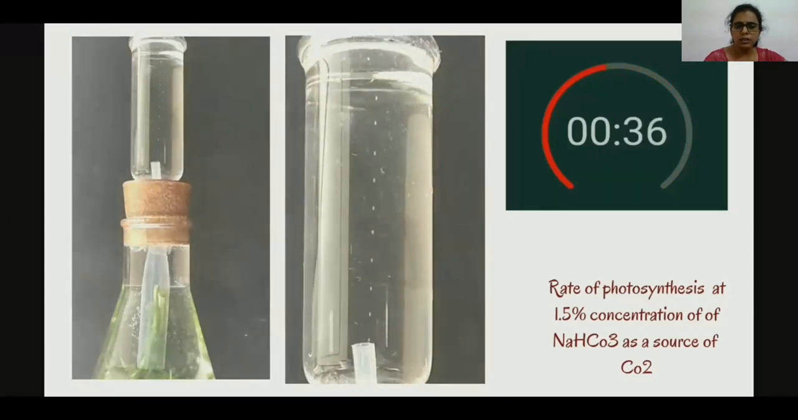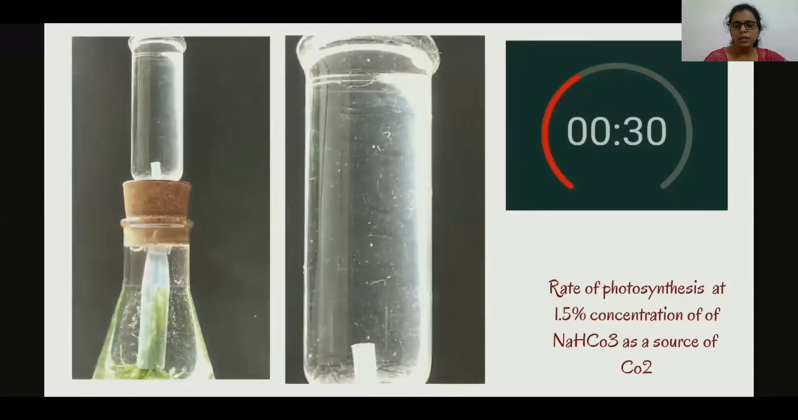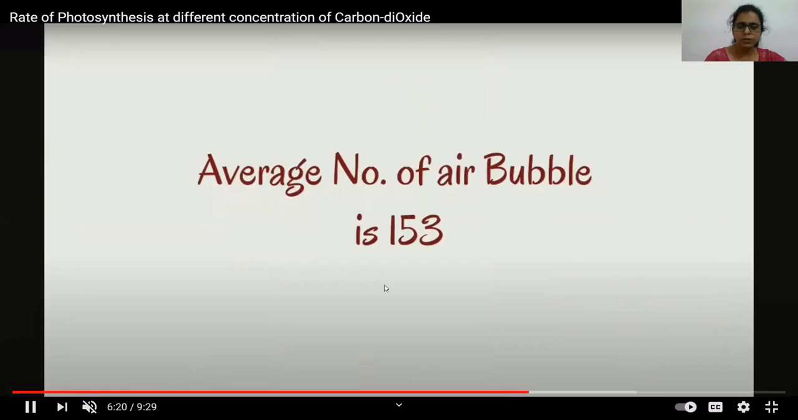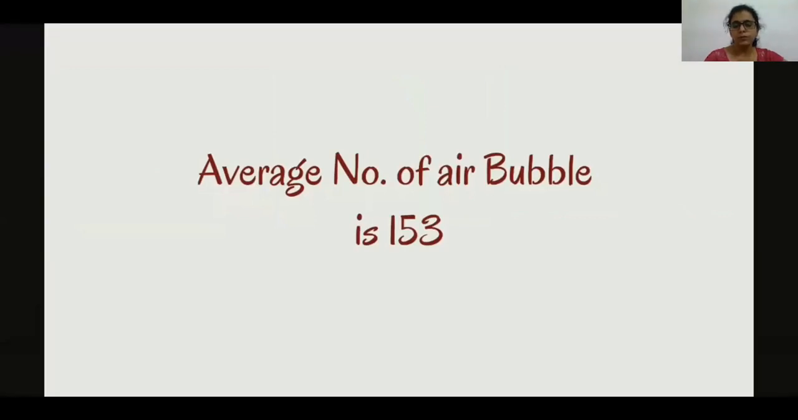And you have to record the reading for 1 minute, and then again repeat the reading for another 1 more minute, and then you have to take the average, and you will get the average number of oxygen bubbles produced at 1.5% concentration of sodium hydrogen bicarbonate solution. The average number of air bubbles produced at 1.5% concentration was 153.